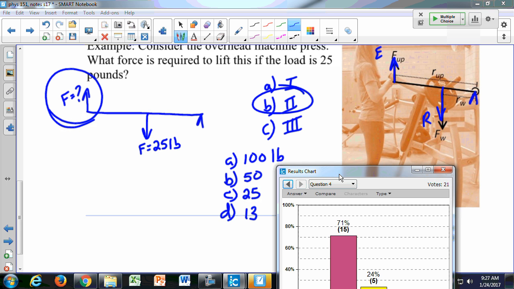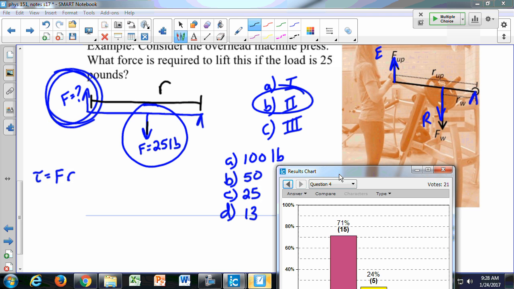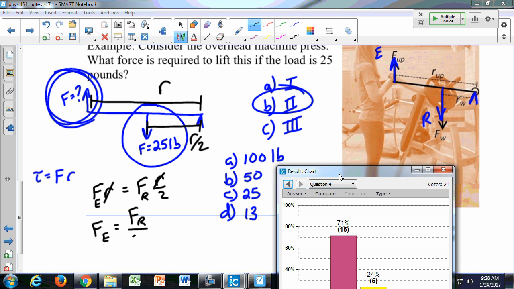So our torque is equal to our force times the length of our moment arm, right? So I know that the torque caused by this force is going to have to equal the torque caused by this force. Let's call this distance R. And so this distance is going to be R divided by 2, roughly. It's about half the distance. All right? So the force times R has to equal the force, this is my effort, this is my resistance, times R divided by 2. I know that my R's cancel there. And so my effort, then, is going to equal my resistance force divided by 2.